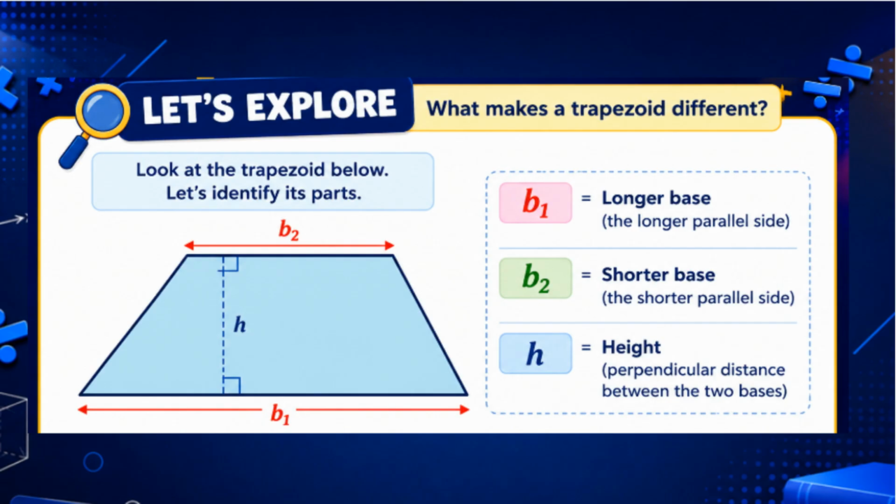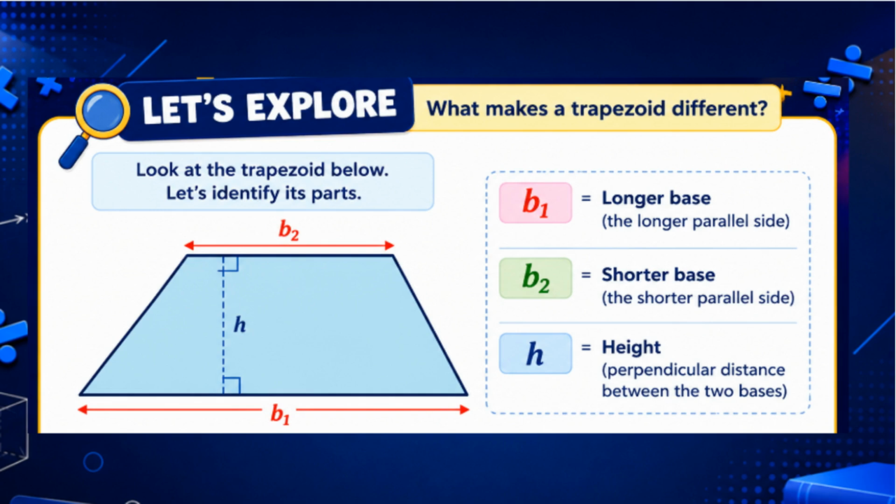Now, let us learn about the trapezoid. A trapezoid has two parallel sides. These parallel sides are called the bases. The longer base is called base₁, and the shorter base is called base₂. The height is the perpendicular distance between the two bases.